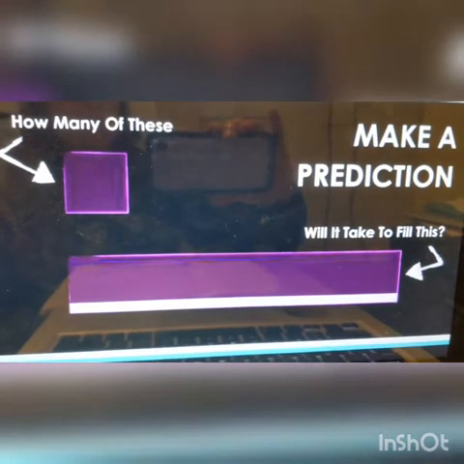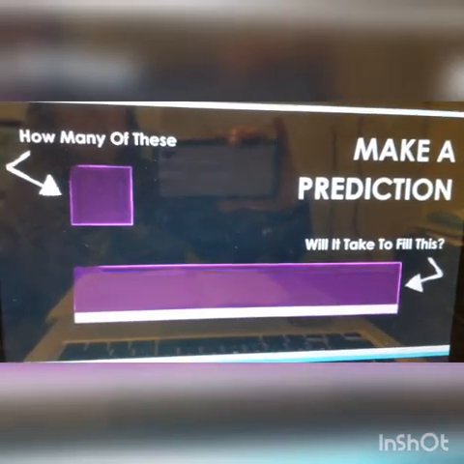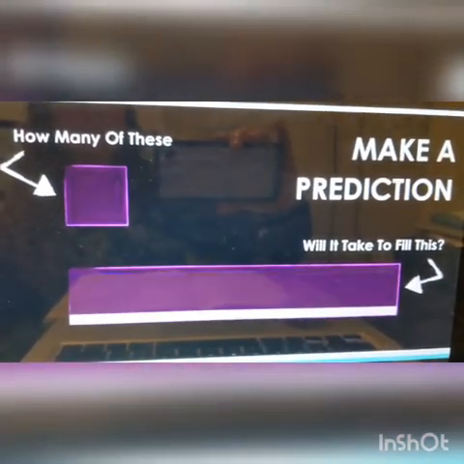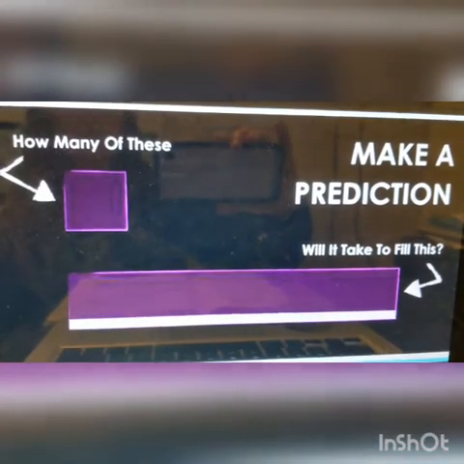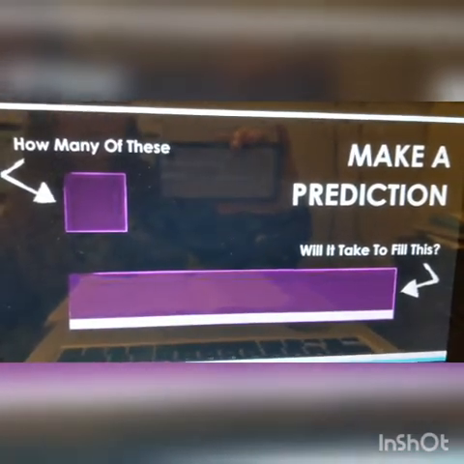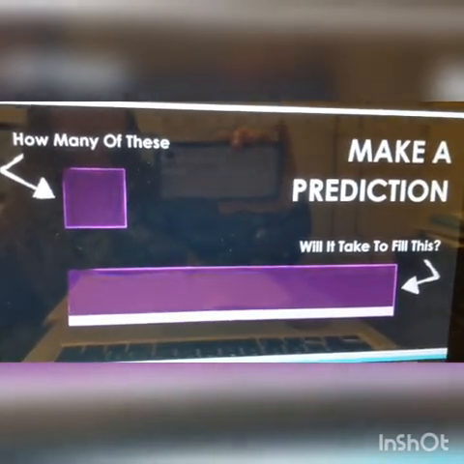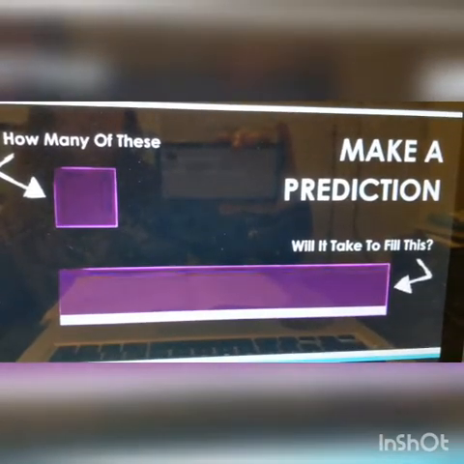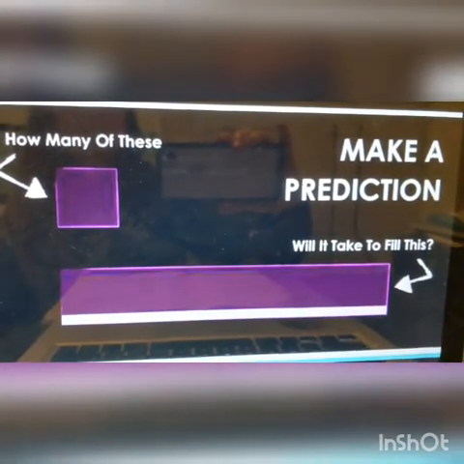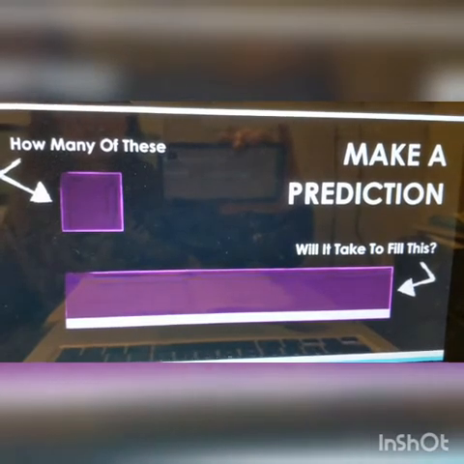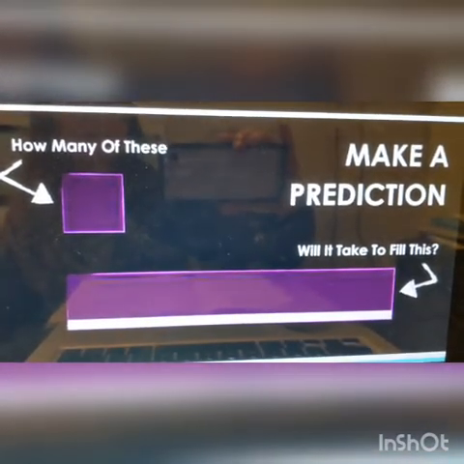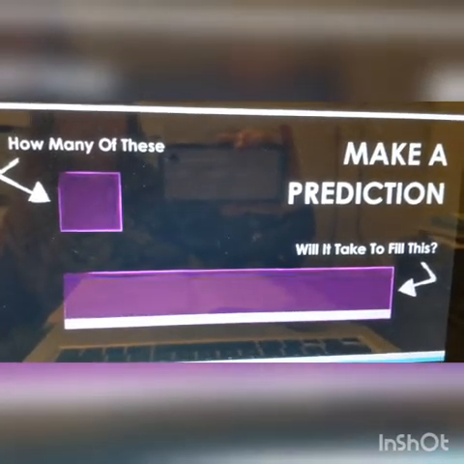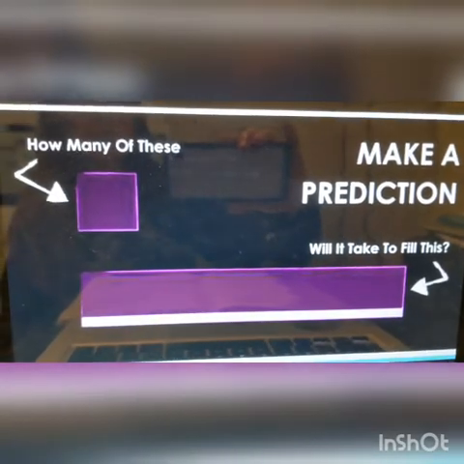All right, the next thing is that you're going to be making a prediction. So the prediction that you're trying to make is how many of these squares will it take to fill the rectangle at the bottom? So we're sticking with the question, how many squares does it take to fill one rectangle? So pause the video right now and then try to answer this problem on your own.